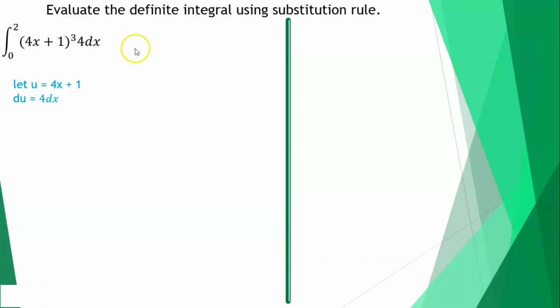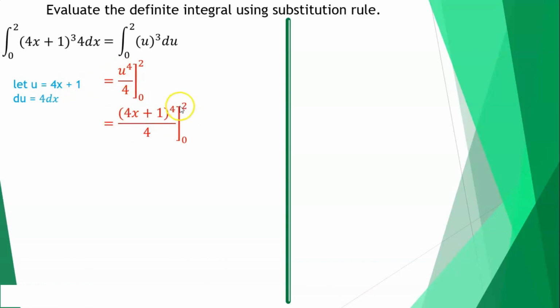So at this point, let's substitute. So this (4x plus 1) cube, we will rewrite this as u cube. And this 4 dx, we will replace that with du. So that would mean the integral of u cube du evaluated from 0 until 2. So take note, the indefinite integral of u cube, that's actually u to the power 4 over 4, evaluated from 0 until 2. So at this point, we will replace u again with 4x plus 1, then raised to the power 4 over 4.